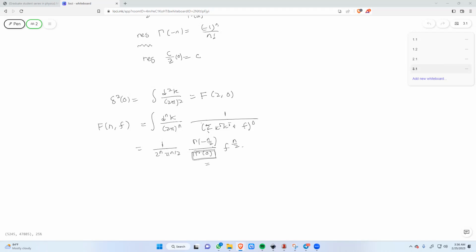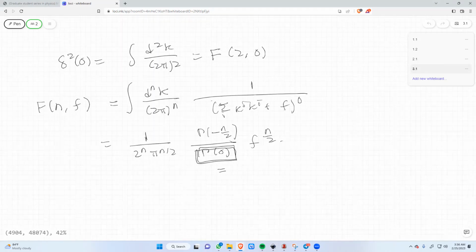Wait, did I get this right? Yes. Let me check. According to the gamma function, gamma 0 is always infinity. It's 1 plus 1 plus 1 plus 1, right? So this is just always 0. Sure. The internet is kind of slow. Okay, now it's appearing.